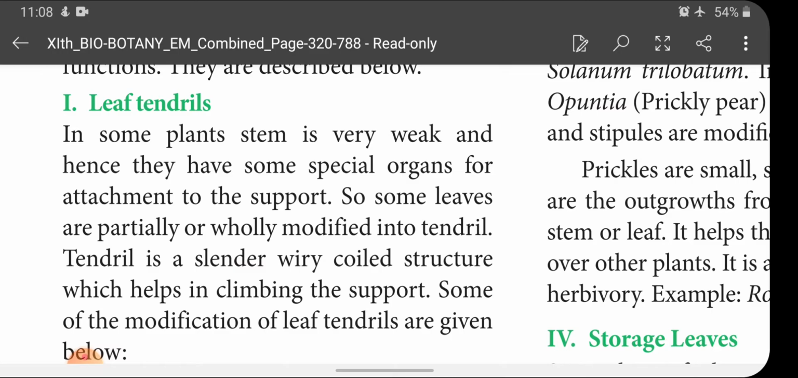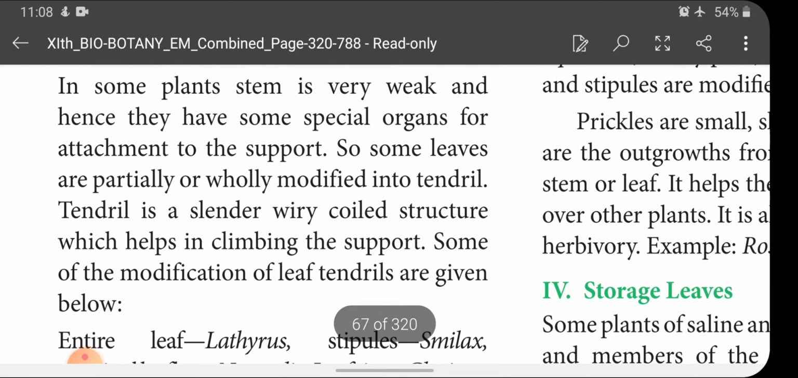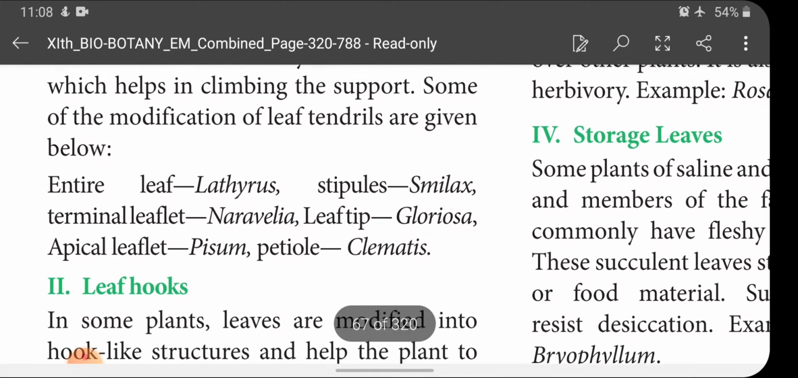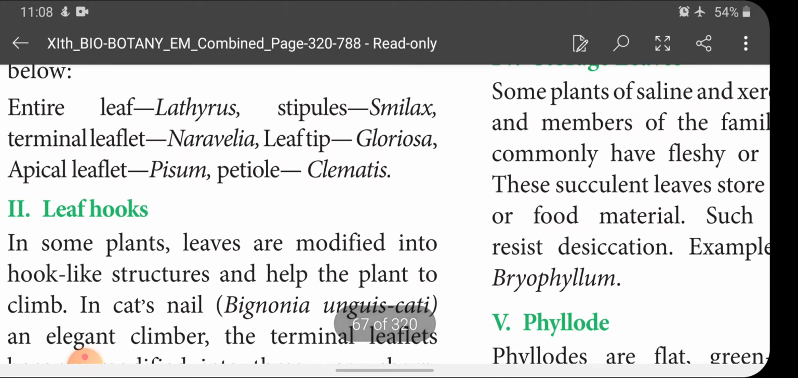Leaf tendril. Okay. In some plants, the stem is very weak and hence they have some special organ for attachment to the support. So some leaves are partially or wholly modified into tendrils. A tendril is a slender, wiry, coiled structure that helps in climbing the support. Some of the modifications of leaf tendrils are given below. Entire leaf, that means the entire leaf is modified into a tendril. Example: Lathyrus. And stipules.